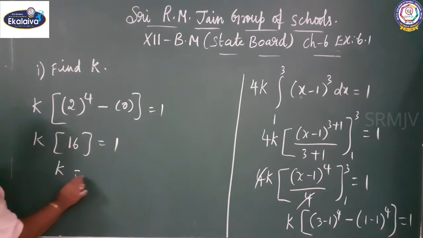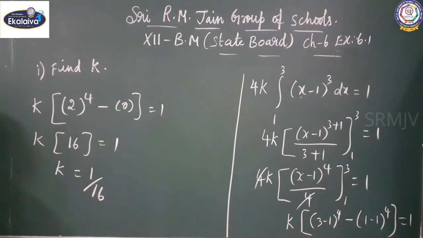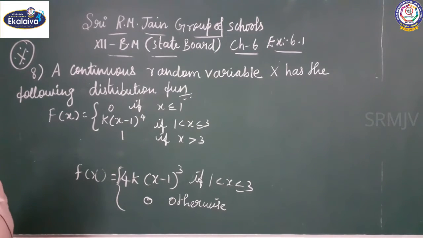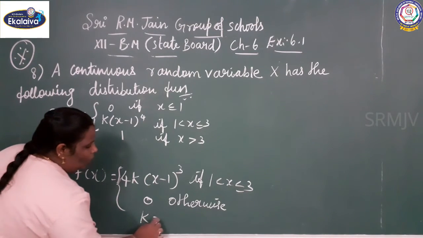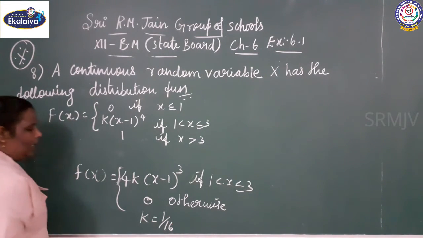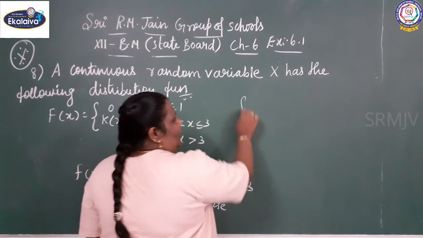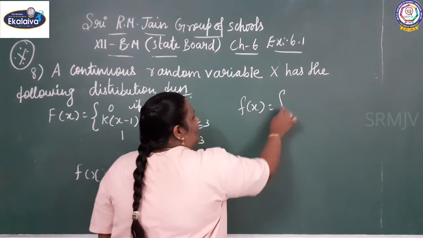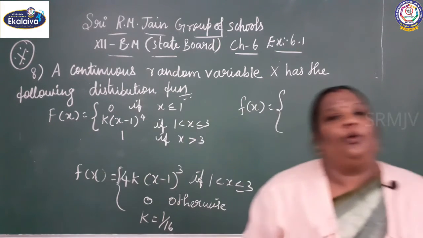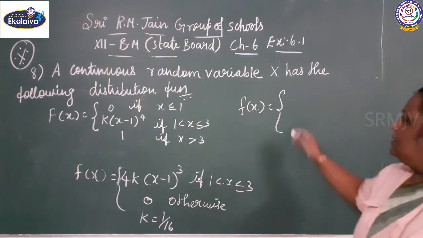What is the value of k? K equal to 1 by 16. See, the k value equals 1 by 16. It is a probability density function. What is f of x? F of x equal to, you can substitute the k value equal to 1 by 16.